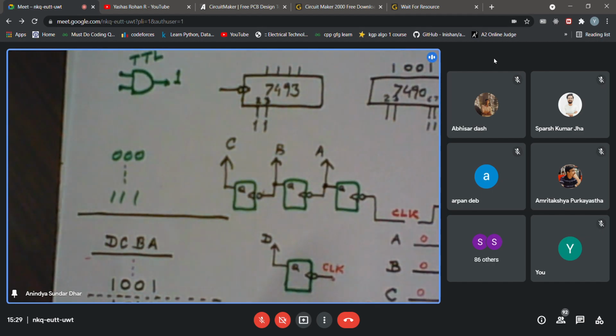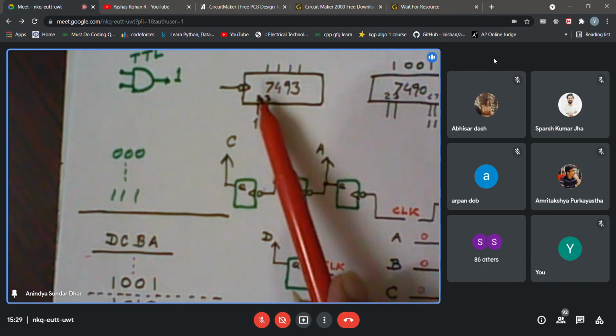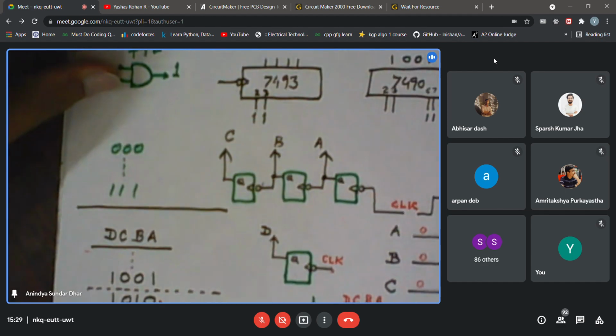You said that you will be using an AND gate. So now where will the output of the AND gate be connected? In the 7493, as I have already mentioned, there are 2 pins. Should I connect it to pin number 2 or pin number 3? Any suggestion?